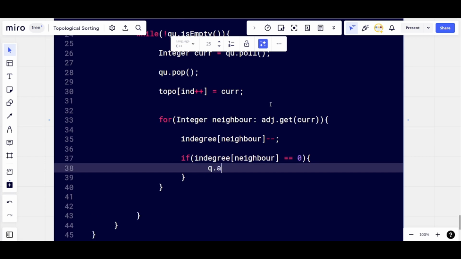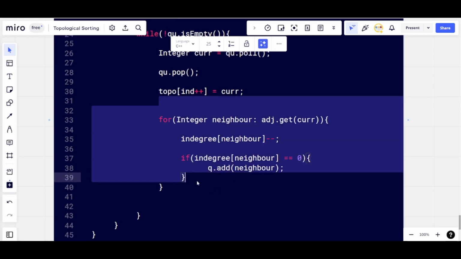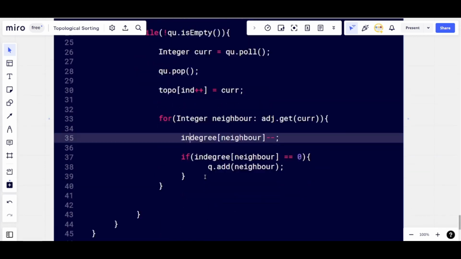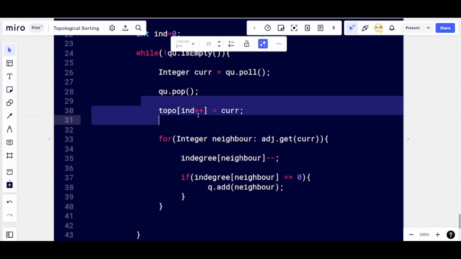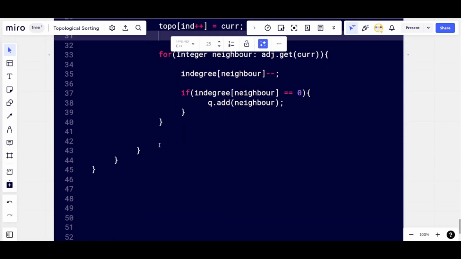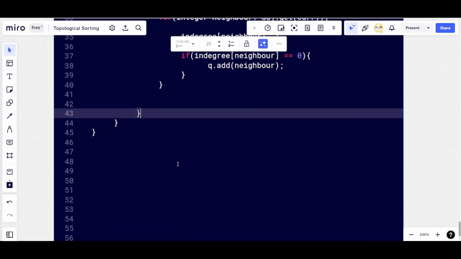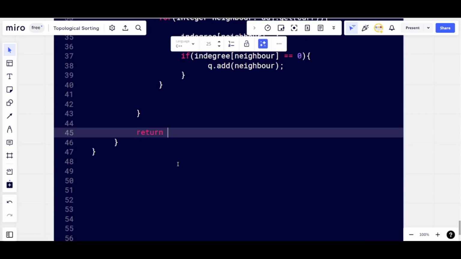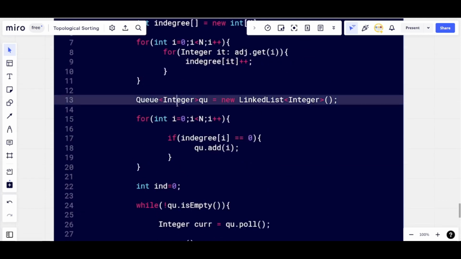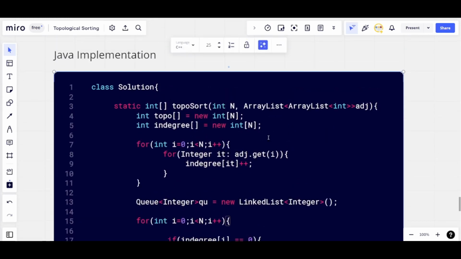and add this node into the queue. Okay, so in this fashion, just keep adding the nodes into the queue and keep processing it. I would have my topo array prepared at the end of this iteration, at the end of this while loop, and I will return that array, topo array, from here. Okay, so this is my implementation in Java language.